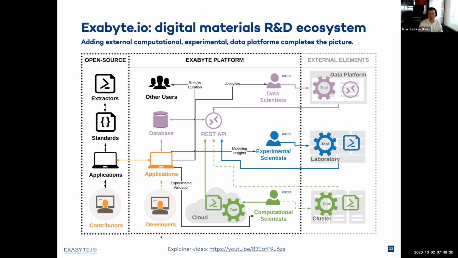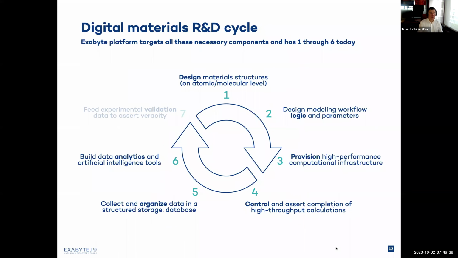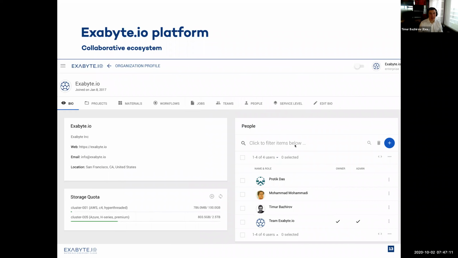Okay, so this is the picture that we use to demonstrate the logical components of the exabyte.io platform. Now, if we think about the digital materials R&D in particular, we can identify 7 components of the R&D lifecycle, starting from designing material structures and progressing toward executing simulations and building analytics. And today we support 6 out of the 7 components, excluding the experimental validation, which we have on the roadmap, still in the works.